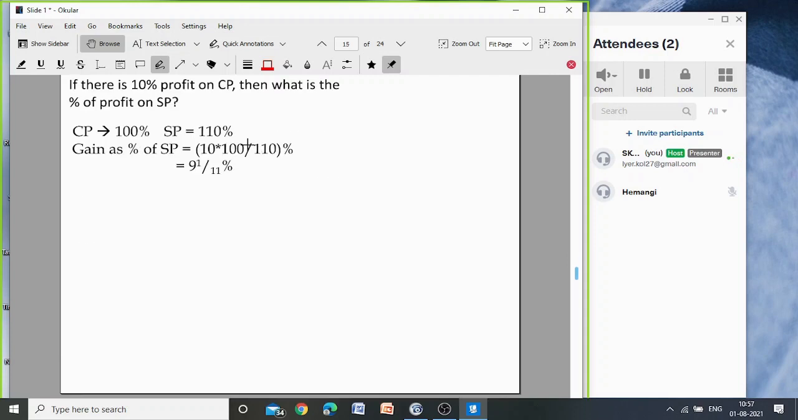So, if cost price is always 100%, in percentage it is always 100. With 10% profit, you are getting 110 selling price. Now, this 10% profit you have to calculate on selling price, instead of cost price. So, 10% upon 110%. That percent will cancel. Then you multiply by 100 for getting percentage.